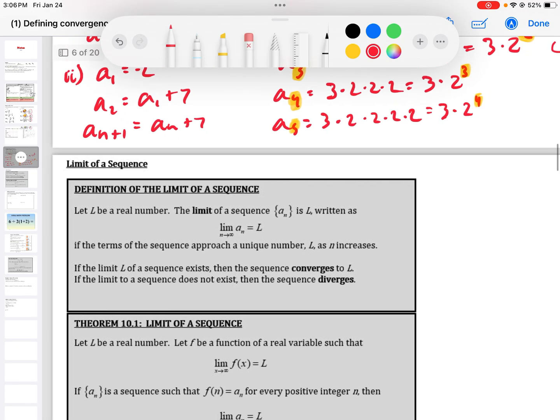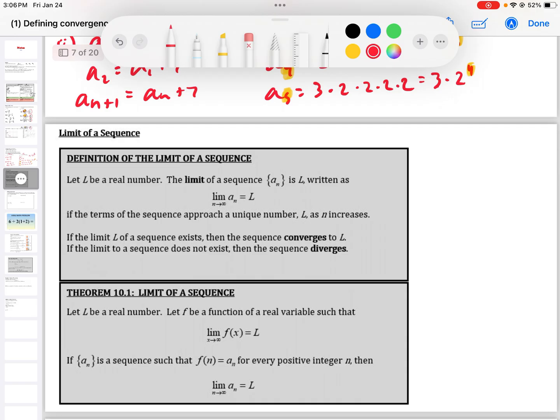All right. Let's make a jump now. Maybe it's not a big jump. Okay, the definition of the limit of a sequence. So let L be a real number. The limit of the sequence is L. And I could write that as the limit as n goes to infinity of A of n is equal to L. So as I plug in bigger n's, as the sequence goes on, what is it approaching? What is the sequence approaching?